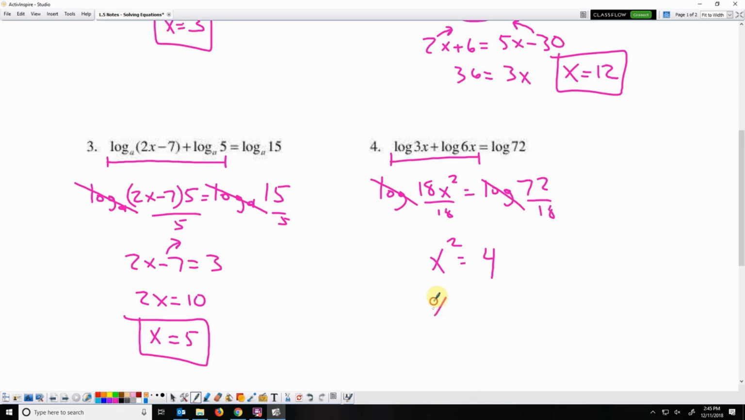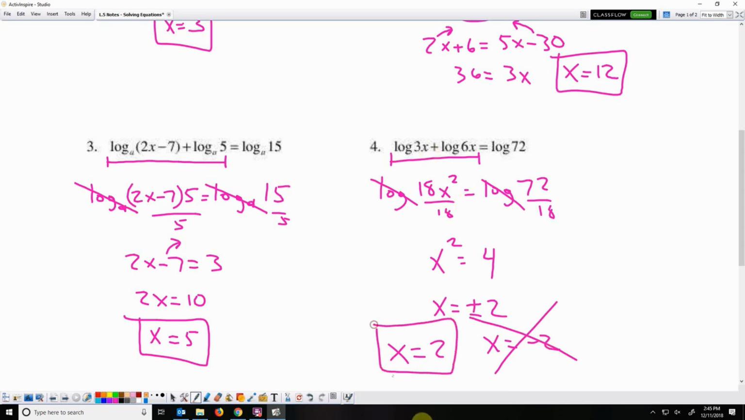And then take a square root. X is plus or minus 2. So I've got two answers to check here. Positive 2. 3 times 2 is 6. 6 times 2 is 12. I get positive arguments for both. If I put in the negative 2, I get an argument of negative 6 and negative 12. So I have to throw out that negative 2. So my two solutions, x equals 2, x equals negative 2. I have to throw out that negative 2 because it gives me negative arguments.